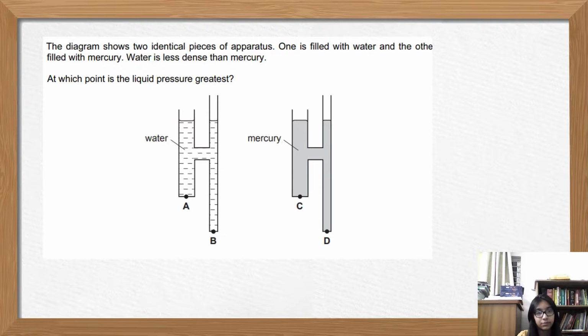The diagram shows two identical pieces of apparatus. One is filled with water and the other is filled with mercury. Water is less dense than mercury. At which point is the liquid pressure greatest?